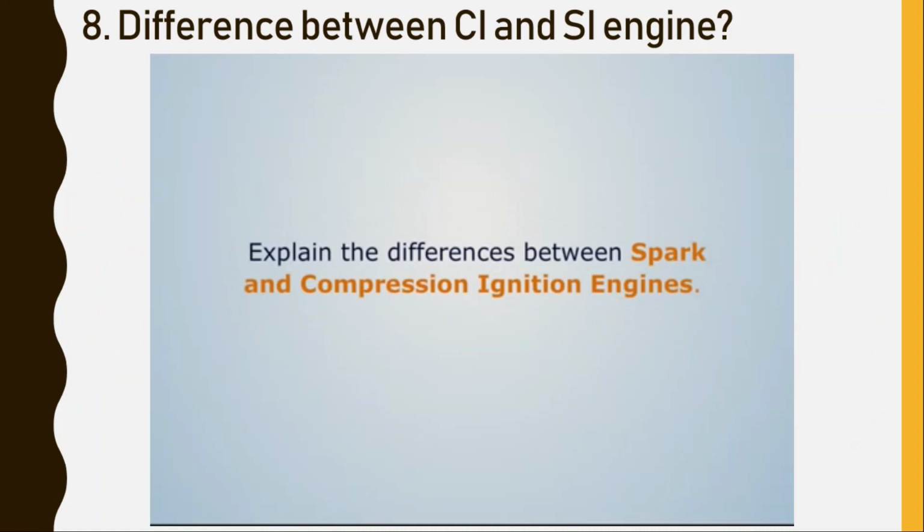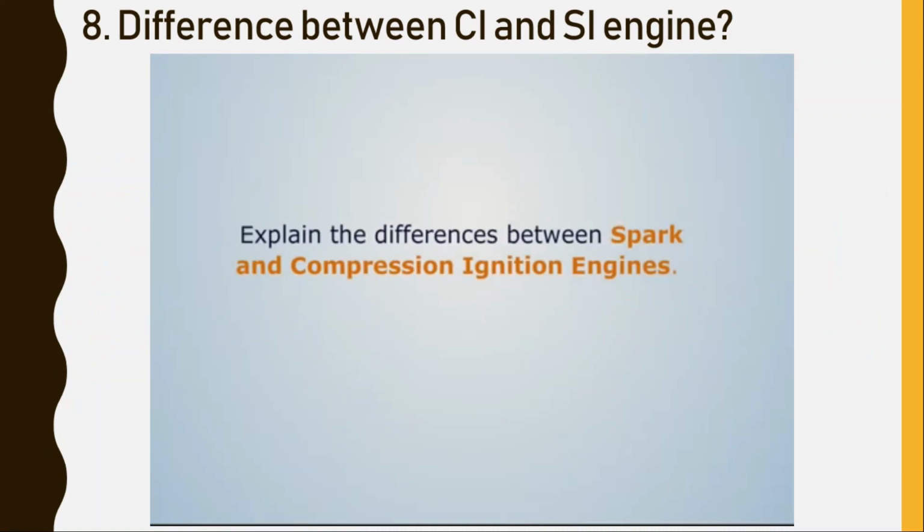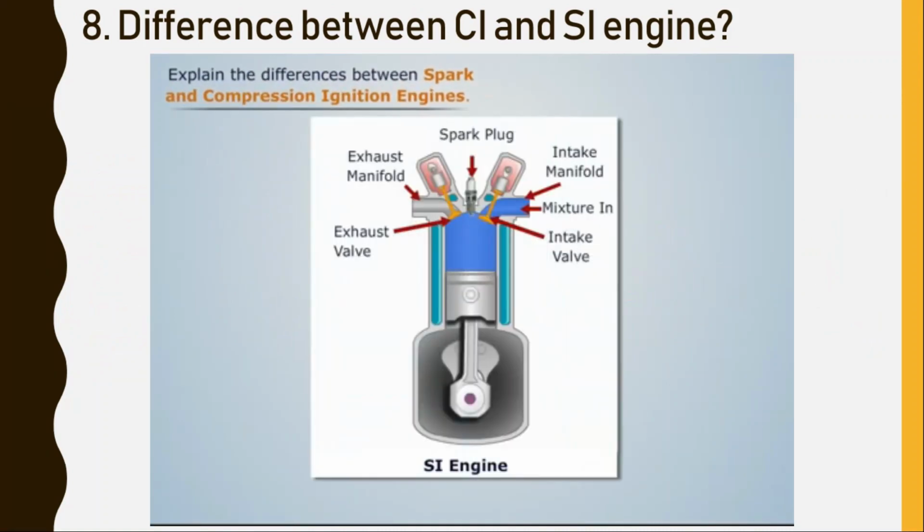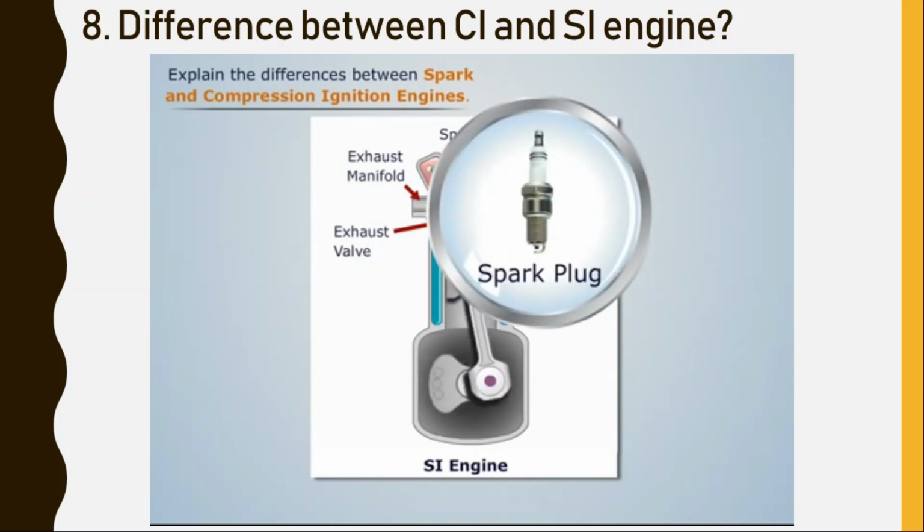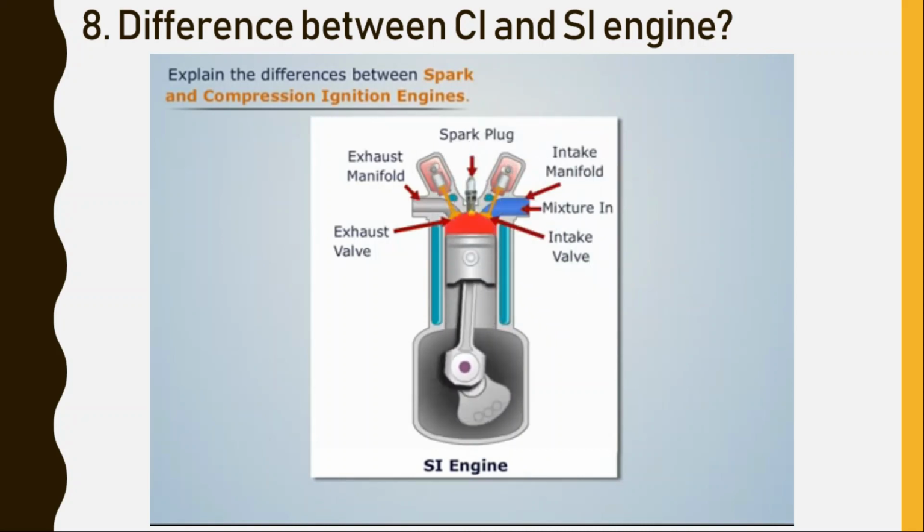Explain the differences between spark and compression ignition engines. We know that spark ignition engine is the engine in which combustion takes place with the help of a spark produced by the spark plug. Here, combustion is a constant volume process.